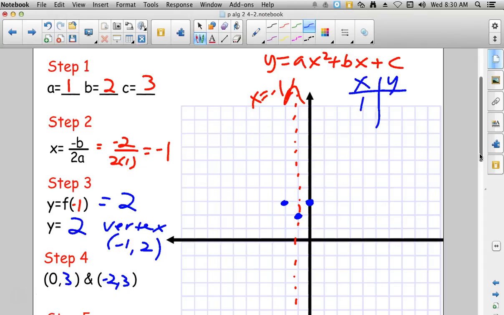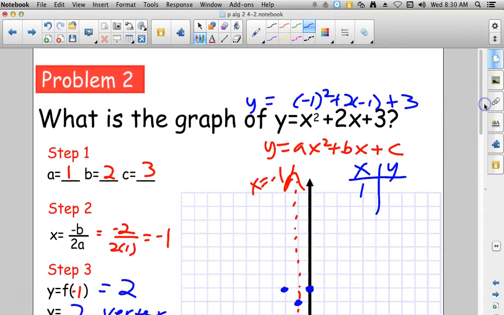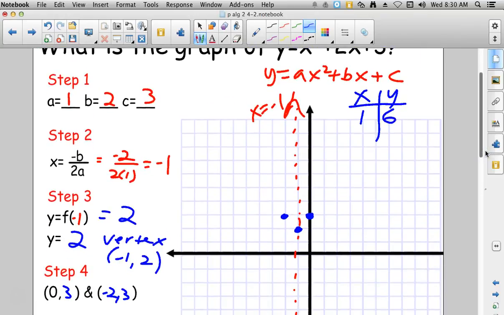So go back up to the original, plop a 1 in there, and see if that spreads this out enough for us. So 1 squared plus 2, 1 plus 2 is 3, 3 plus 3 is 6. So at 1 we get 6. I would say that's enough.